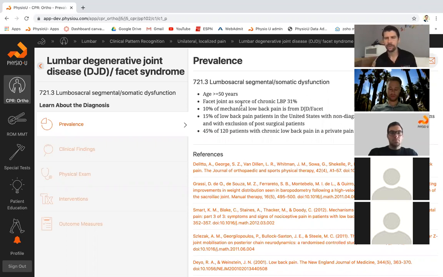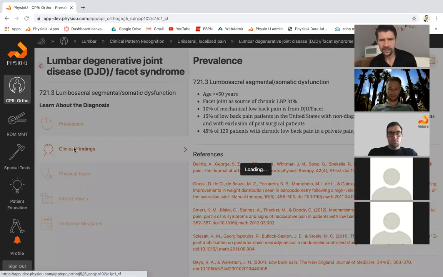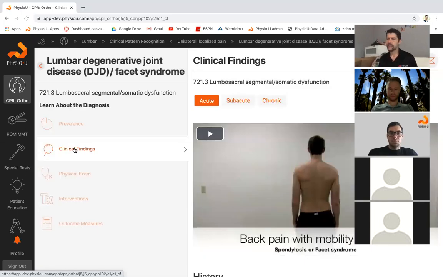They kind of pinch the capsule within it. Right? So it doesn't have to be over 50. Right? So that would be our prevalence. Clinical findings, right?